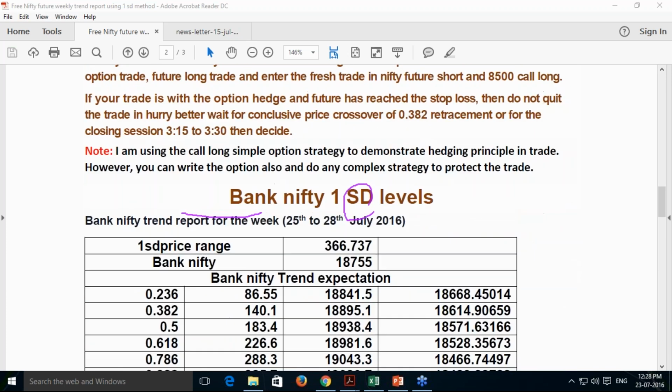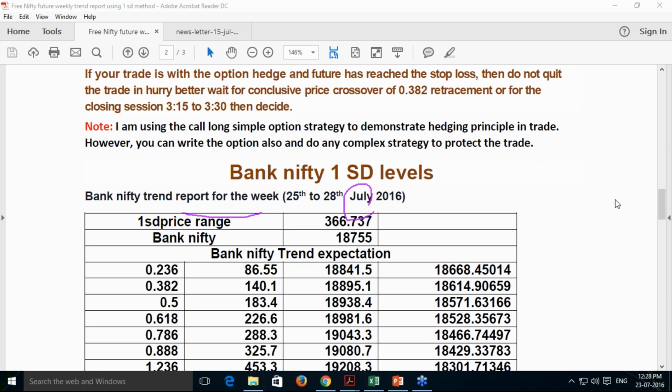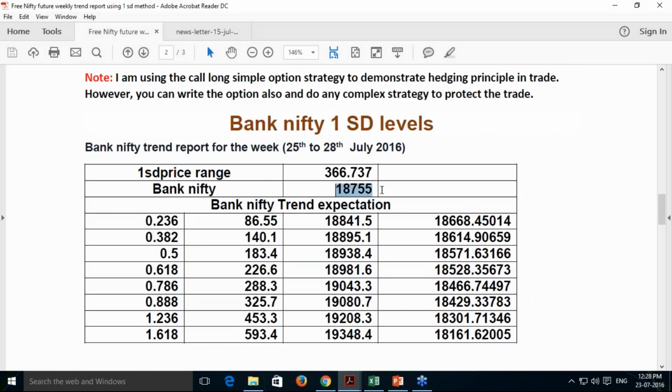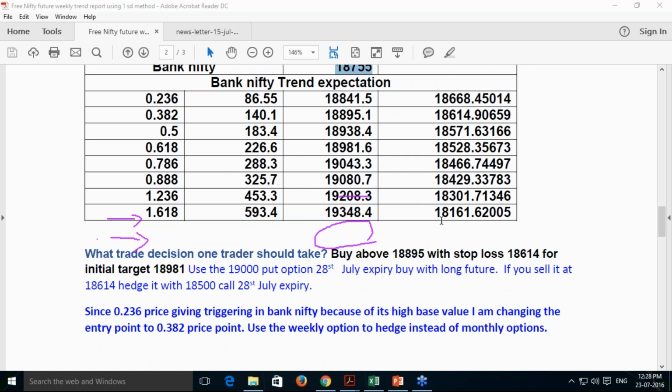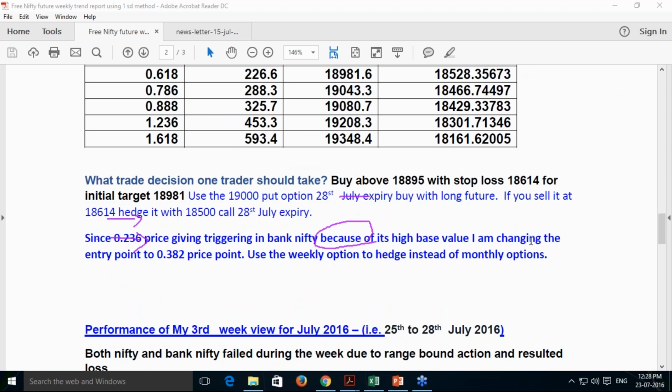Similarly for Bank Nifty it is also given. For Bank Nifty we have given 18,755 as reference and these are the levels, based on its base value since it is a 5-digit number. As for the Fibonacci study, we used to say this is the trend set point and the trend confirmation point. Once the price crosses above this trend confirmation point, enter a trade with proper hedging. That too, in the money options you need to hedge, and this is also given here.